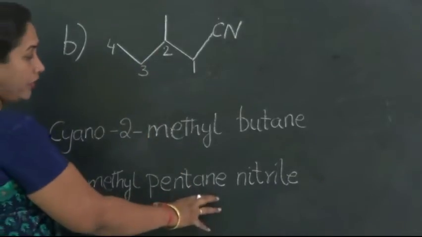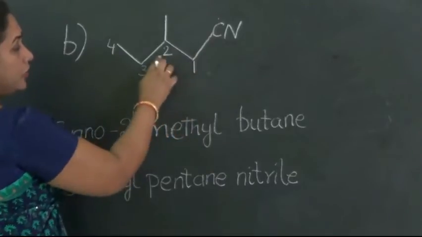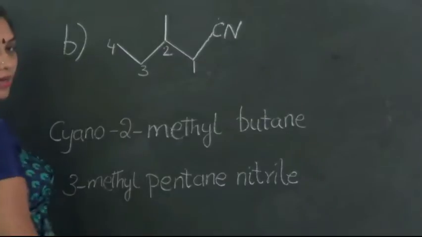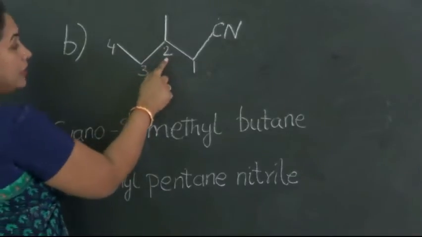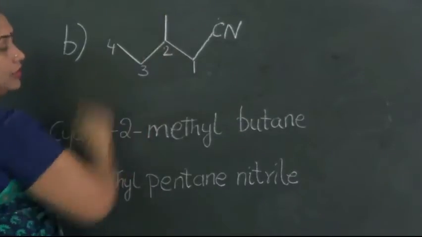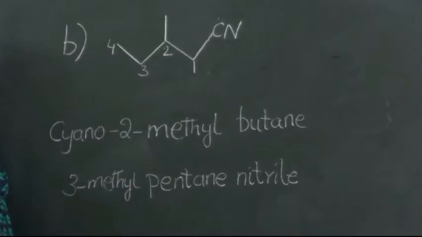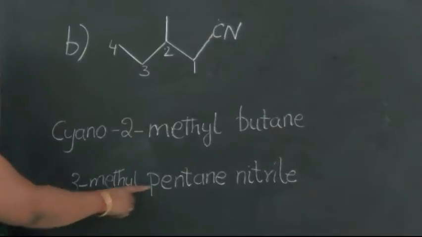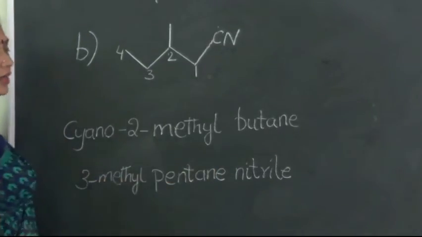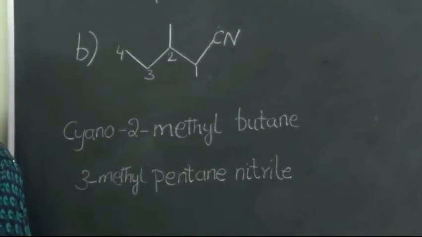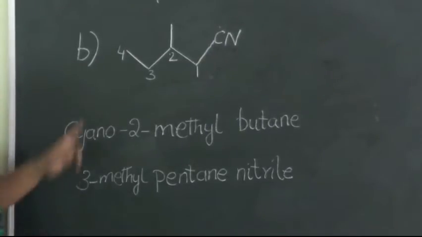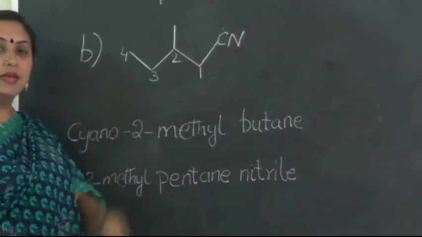So pentane is fixed. And 1, 2, 3. So in that case, this carbon atom would be the third carbon atom. And this carbon atom, which is the third carbon atom, is containing the side chain, that is the methyl. So we call this 3-methyl pentane nitrile. Both the names are accepted IUPAC names for this particular compound that is given to us.